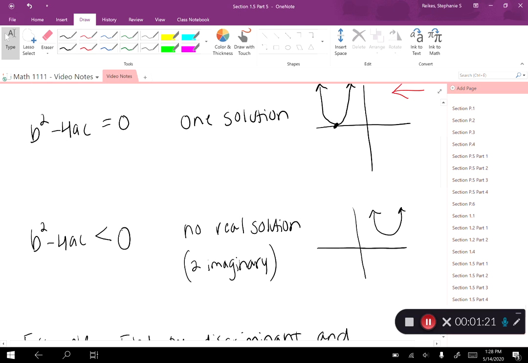And lastly, what happens if my discriminant b squared minus 4ac is less than 0, or gives me a negative number? That means your quadratic equation has no real solution, but it will have two imaginary solutions. A picture of this parabola looks like this on the right, where your parabola is kind of floating up in the air. It's not touching your x-axis or crossing it.